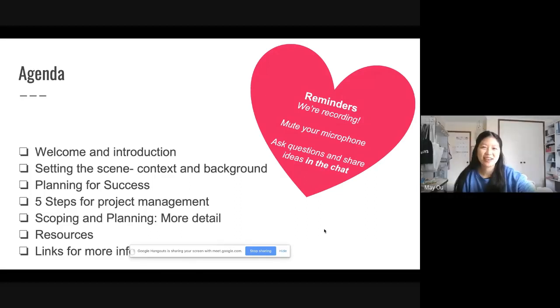Perfect. All right, so obviously welcome everyone, and we will be just doing some quick introductions as well, and then just quickly setting the scene, giving you some context and background, getting us all on the same page. We'll then be introducing planning for success, as well as the 5 steps for project management. And then, being conscious of time, we will be going through 2 specific steps of those 5 steps, which are scoping and planning in a little bit more detail.